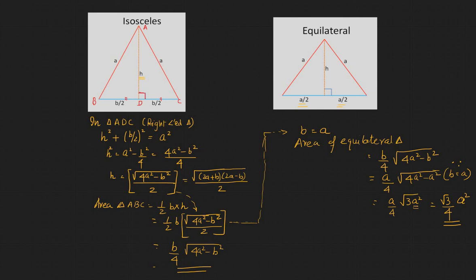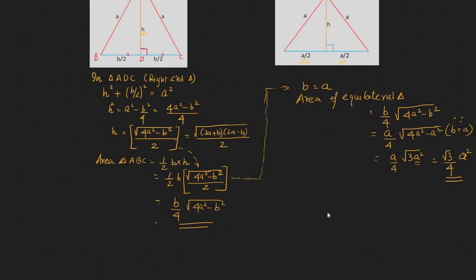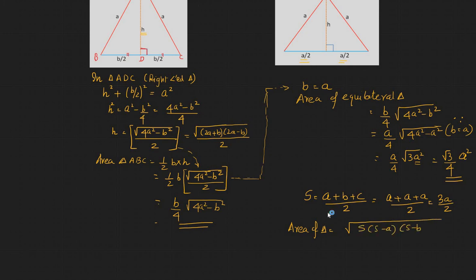Now alternatively, we can also use Heron's formula, and let's apply Heron's formula for the equilateral triangle. So you have s is given by (a plus b plus c) by 2. So that will be (a plus a plus a) divided by 2, that is equal to 3a by 2. And the area of the triangle would be the square root of s into (s minus a) into (s minus b) into (s minus c).